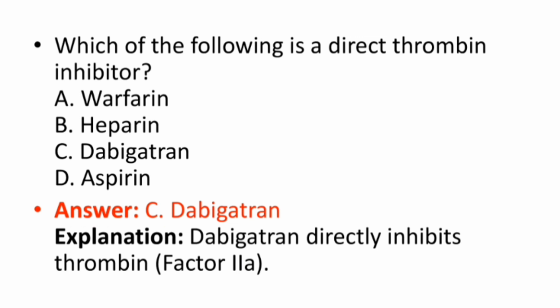Which of the following is a direct thrombin inhibitor? Option A, warfarin; option B, heparin; option C, dabigatran; option D, aspirin. The correct answer is option C, dabigatran. Dabigatran directly inhibits thrombin, factor 2a. Dabigatran is a direct thrombin inhibitor.